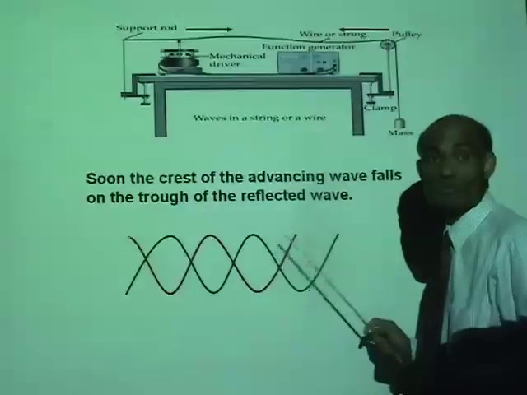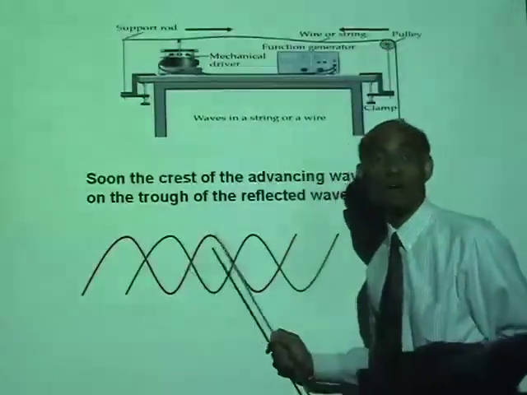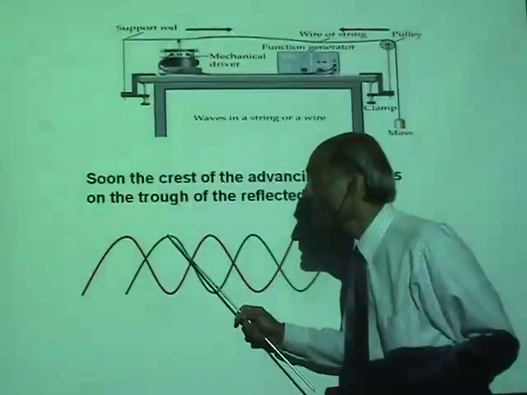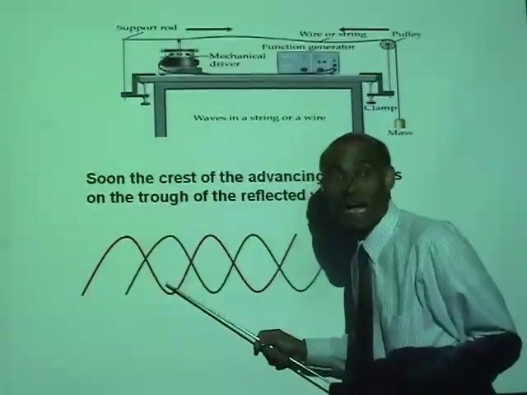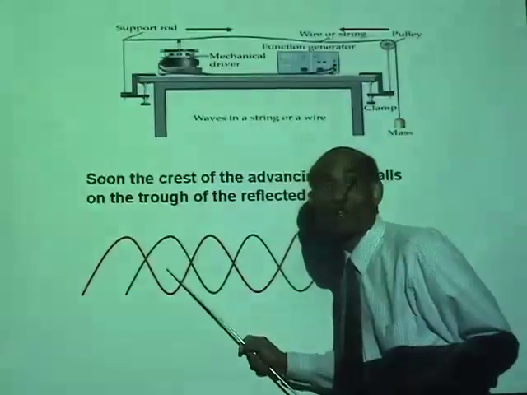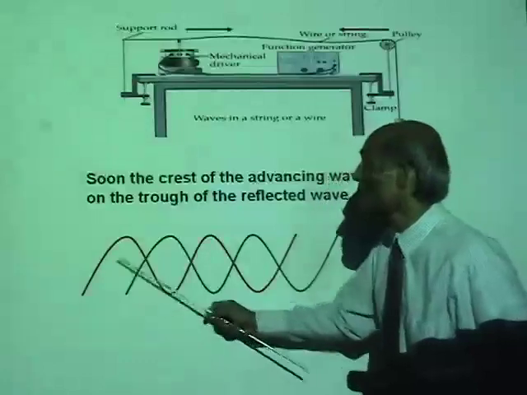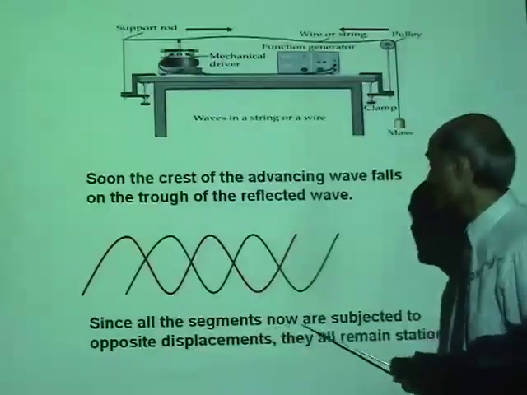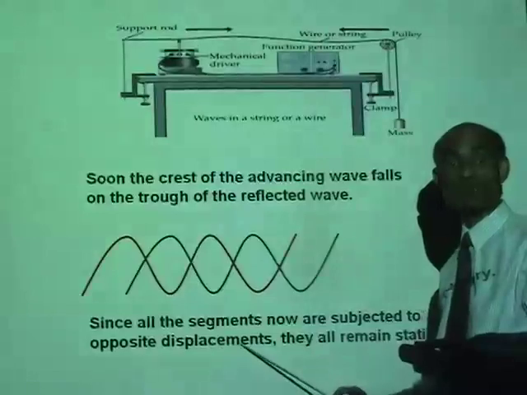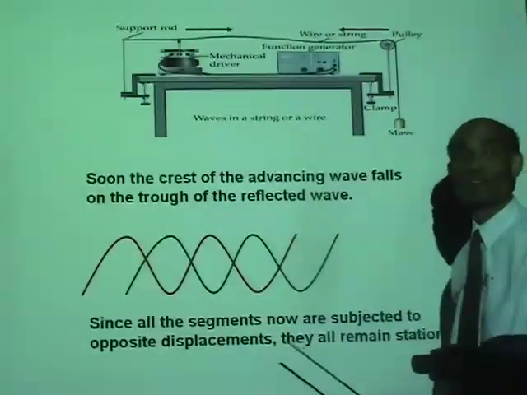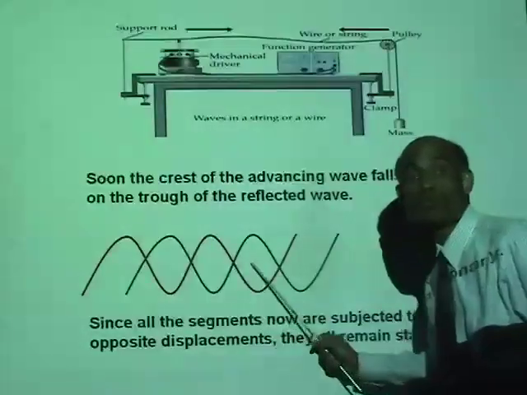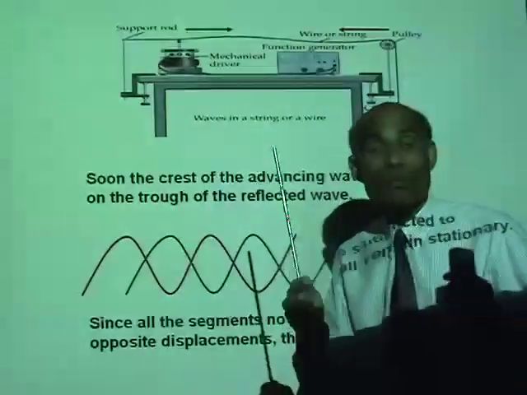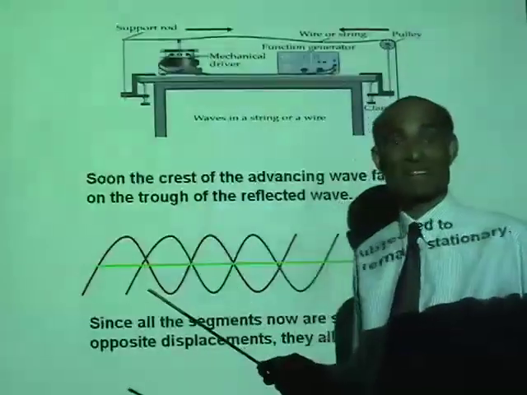The green wave is the advancing wave. The red wave is the reflected wave. Now look what happens. Now, particles, particularly here, where the crest of the green wave and the trough of the red wave fall, that particle will have no displacement. That means the particles all over here will have no displacements. Since all the segments now are subjected to opposite displacements, they will remain stationary. That means none of the segments will have any displacements when the situation is like this. But this again will stay only for a fraction of a second.